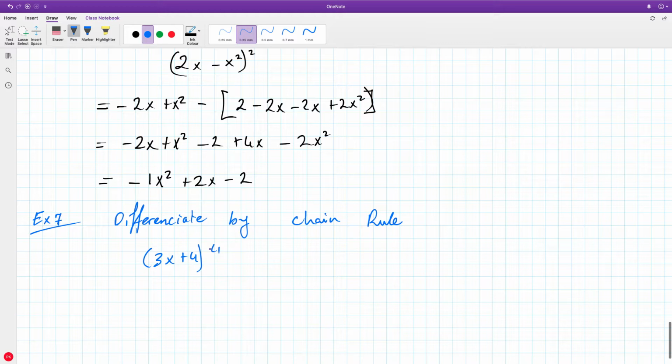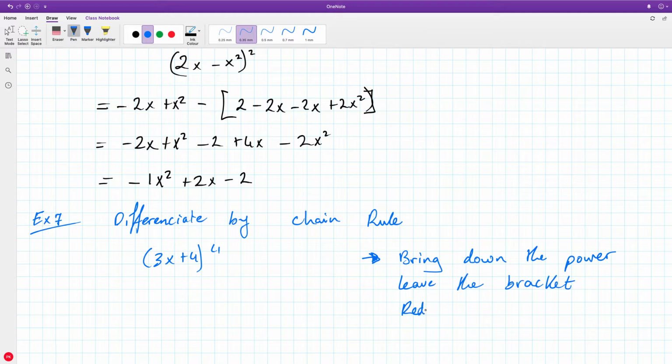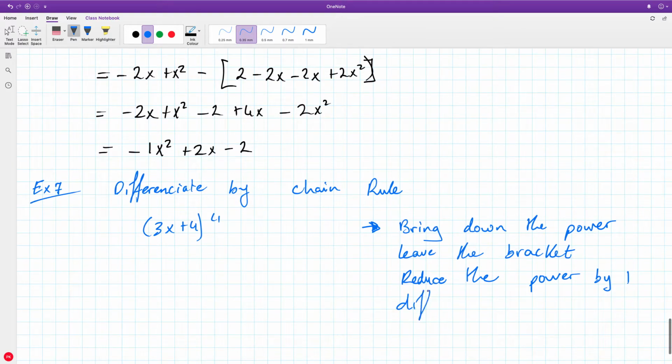Now, the way they do it in the logbook is confusing as hell. For some reason they wrote it down like that. Bring down the power. Leave the bracket. Reduce the power by 1. Differentiate the bracket.